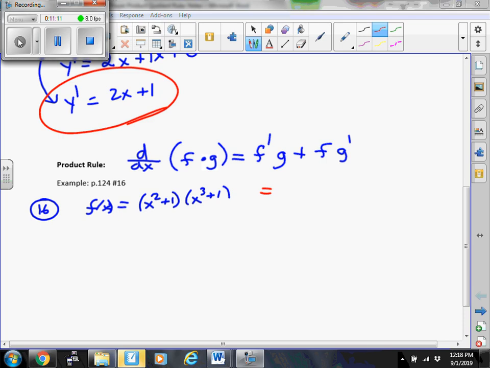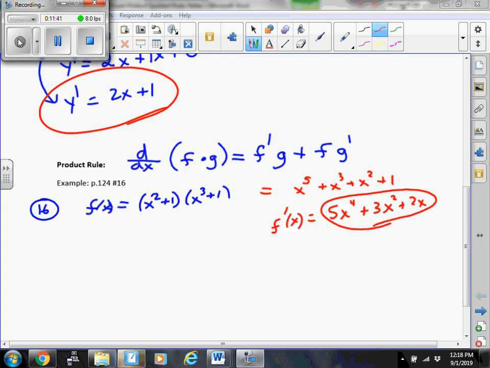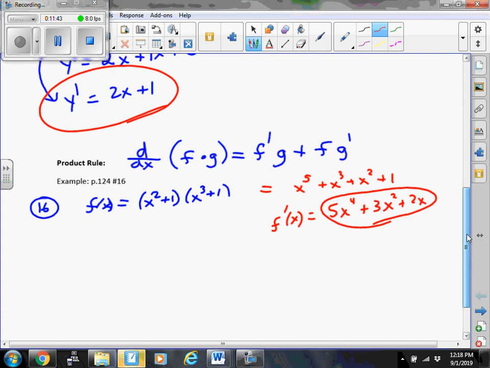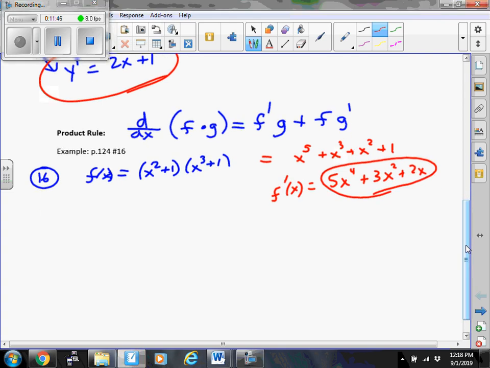So f of x is actually x to the fifth plus x cubed plus x squared plus 1. If I view it this way, which you're going to do on an AP test and on the homework, this derivative is simple. Power in front, take 1 off the power. Power in front, take 1 off the power. Power in front, take 1 off the power. The power on the last one is 0, so this is 0. I'm not even going to write it. Done. Now, there's my slope of my tangent, my instantaneous rate of change, or my derivative, however you want to term it.